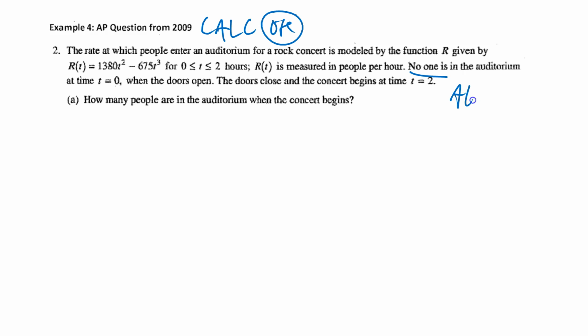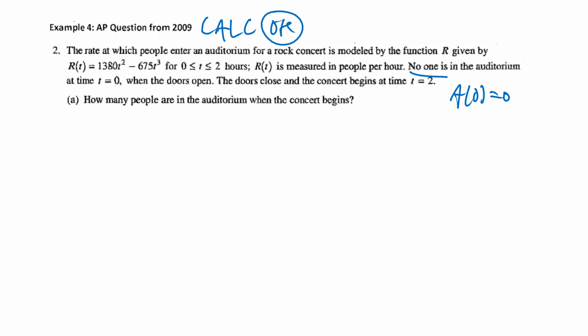So I'm going to say that A of 0 is 0. And the rate here is the rate that they're coming in. So like at time 0, 0 people per hour are entering. At time 1, I could plug 1 in here, 1380 minus 675. That would give me the number of people per hour that are entering. So it's constantly changing as t changes.